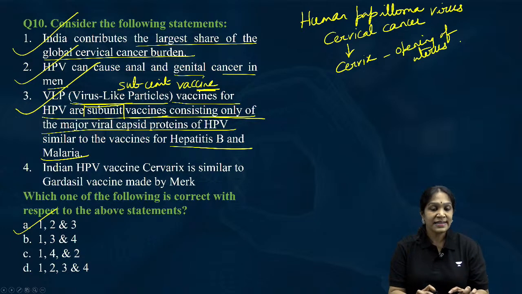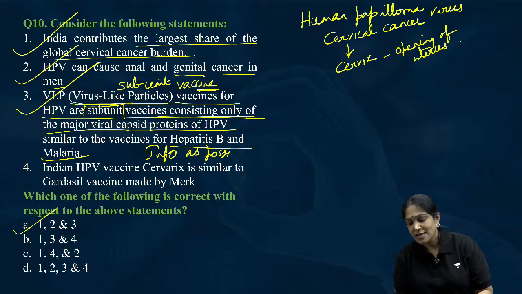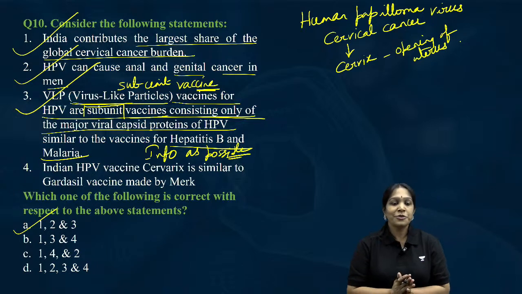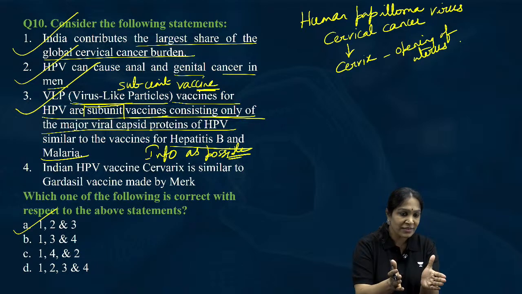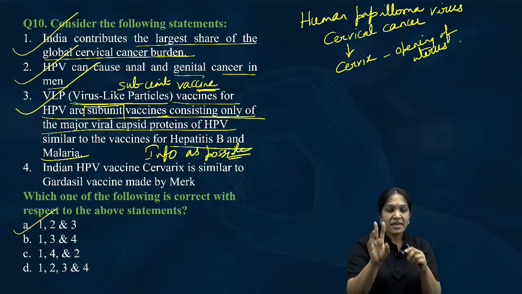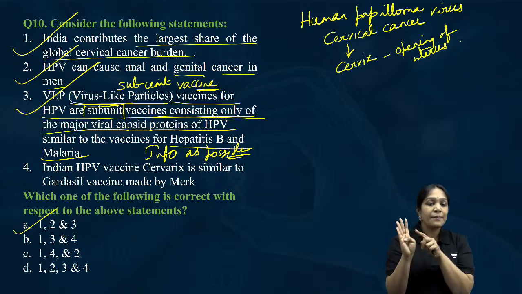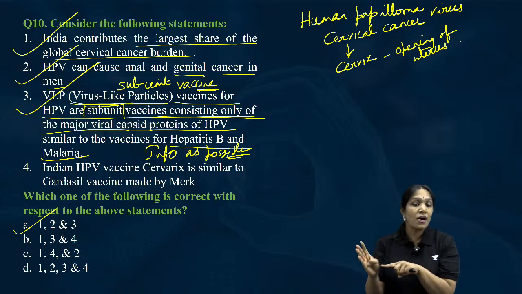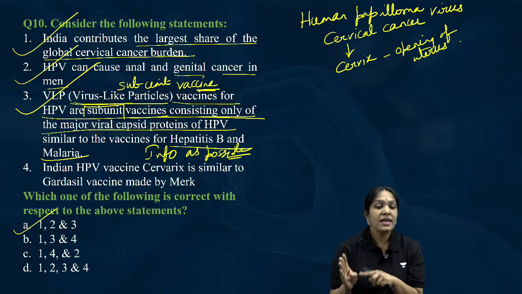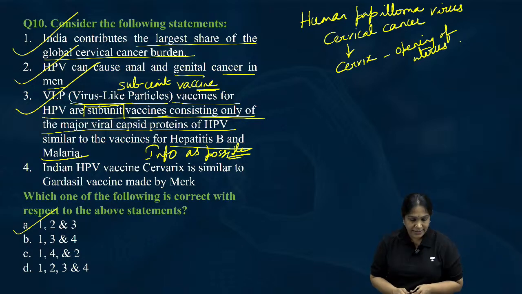I made this sentence like this because I wanted to give you as much information as possible through this statement. I am a bit greedy in this. Through these questions, I want to load you with the information. It means from this you will get 2 points. VLP, virus-like particle, is a subunit vaccine. And I also wanted to communicate that we have some subunit vaccines for hepatitis B and malaria as well. Yes, this is correct.